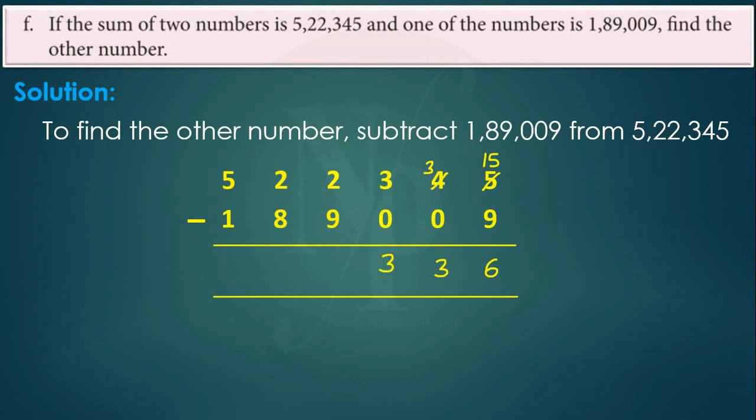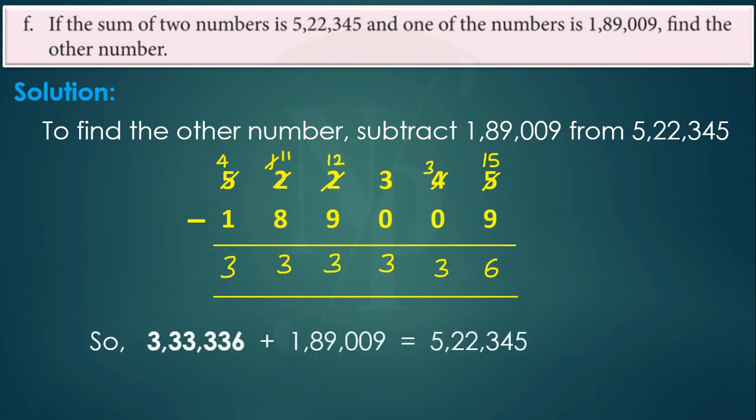Here 2 minus 9 is not possible. We have to regroup. Make this 1 and this as 12. Now subtracting 9 from 12 you get 3. Subtracting 8 from 1 is not possible. Regroup. Make this 4 and this as 11. Now subtract 8 from 11 you get 3 and subtracting 1 from 4 you get 3.